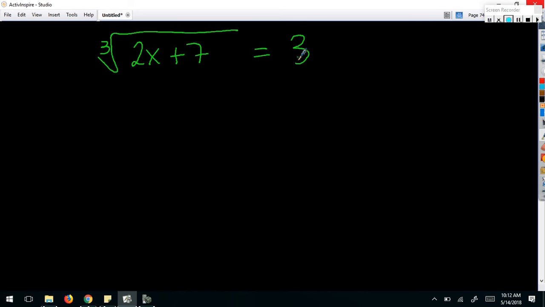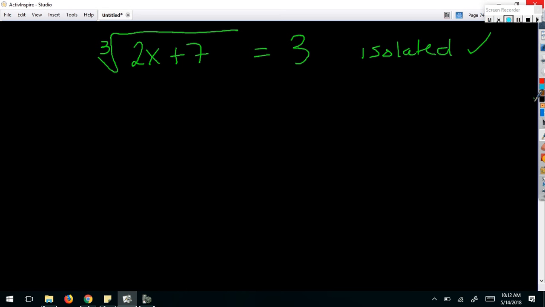Let's say I have the cube root of 2x plus 7 equals 3. One radical, so my question is, is that radical isolated? I hear yes and no. Do I have a radical, and it includes everything under the radical, but is one side only a radical? Yes, right? So everything else is away from it. So step 1 is done. It's isolated. Check.